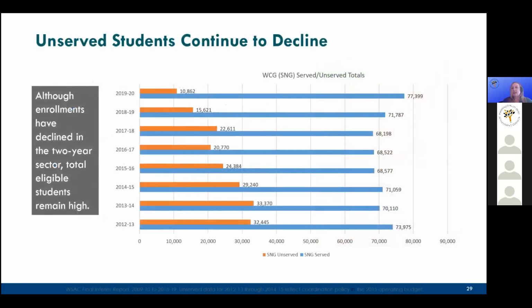So this is a chart that we show every year, the unserved students, and we know that they continue to decline. This information is based on the unit record, so we don't have the most current year, but I do have good news to say that the little gold marking there that shows the unserved will no longer be there. So we will officially be at fully served.